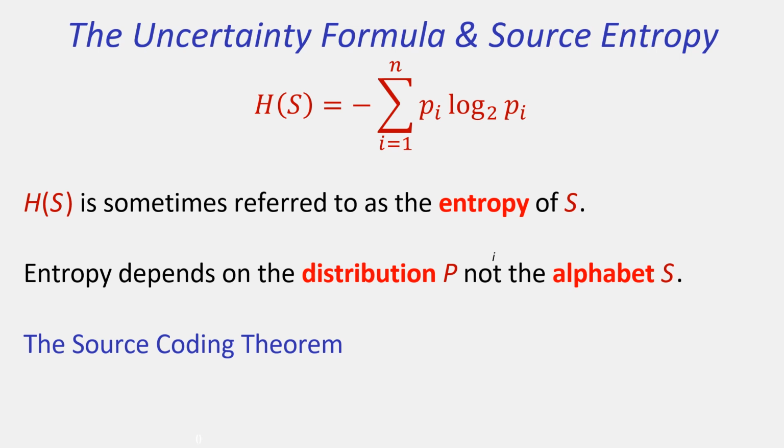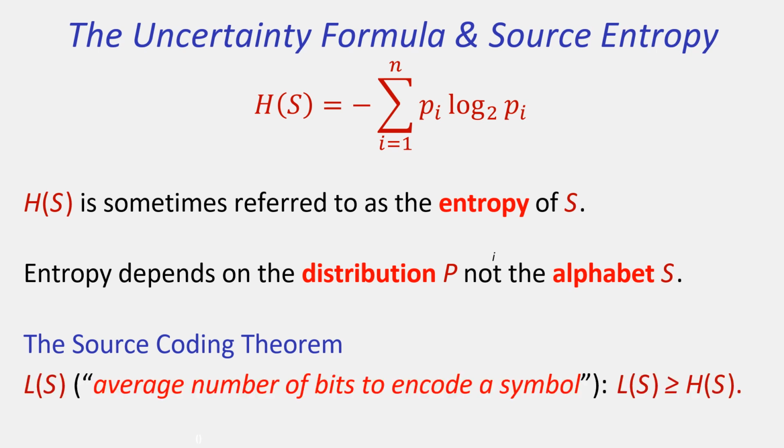And the source coding theorem, the first major result in Shannon's paper, states that the average number of bits you need to encode a symbol must be at least the entropy of the source. So let's look at an example.